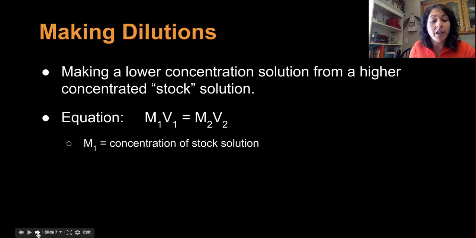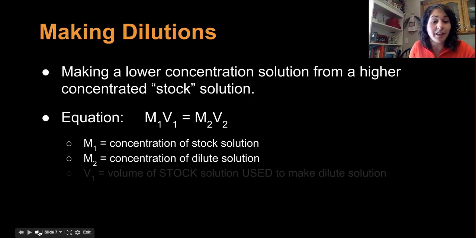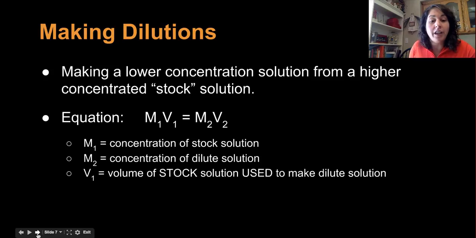Now, we need to know what each one of these represents. So M1 is the concentration of the stock solution or the original solution. M2 is the concentration of the dilute solution, so afterwards. So this is a before versus after, like we've seen before in other calculations with gases. The V1 is the stock solution that's used to make the dilute solution. So it's the volume of that.